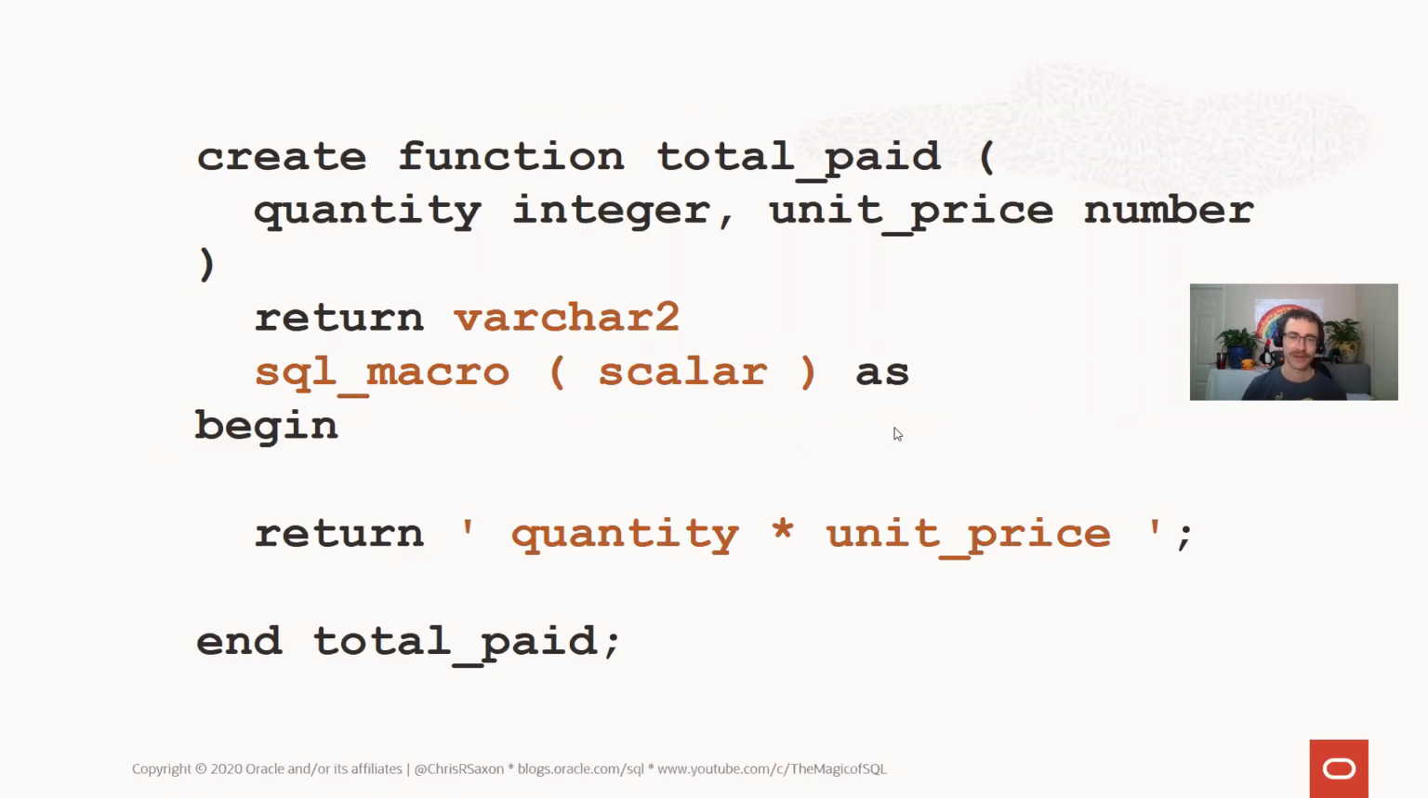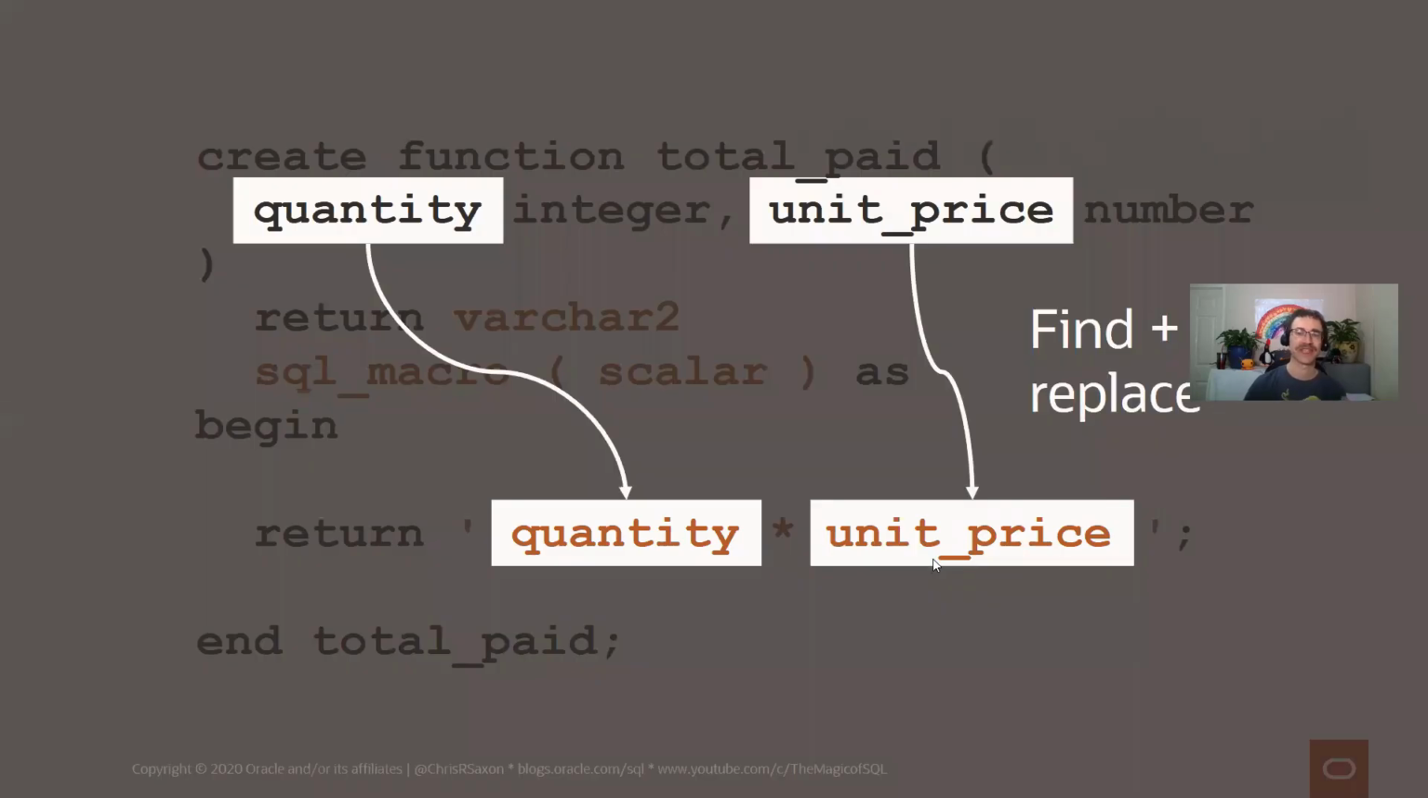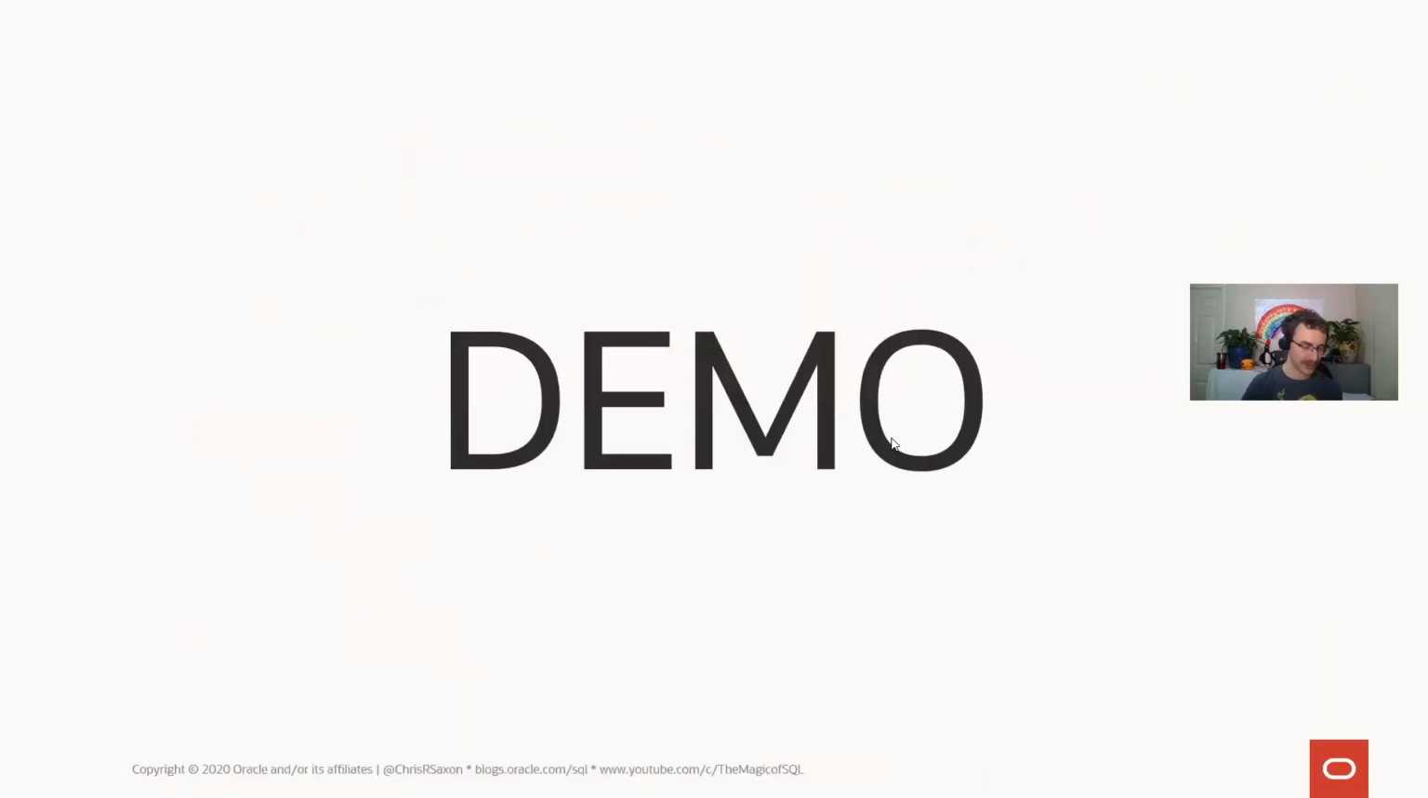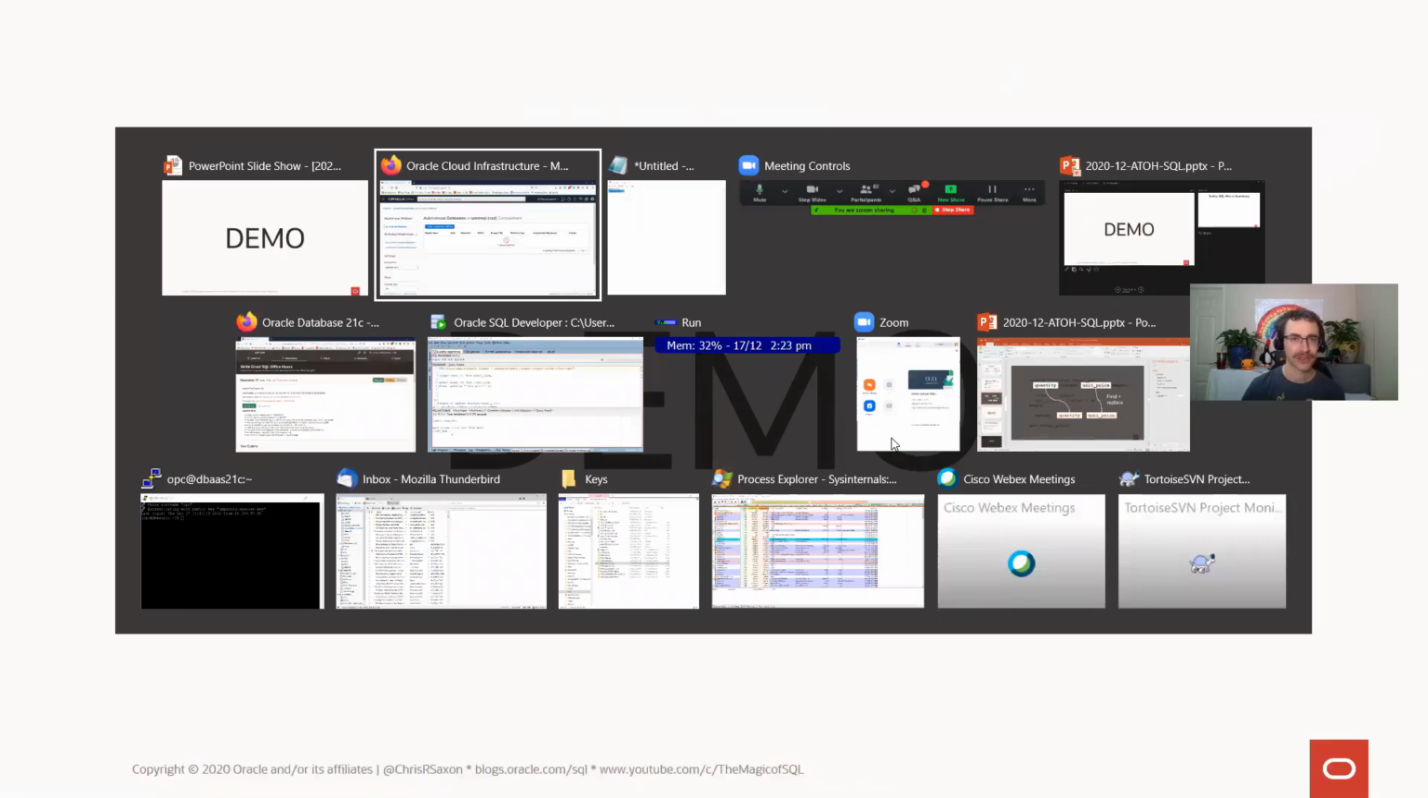Now, the interesting thing to note here is what we are returning is a string. I have quoted the parameters, quantity and unit price. So it returns the text. And when we call this function, as I said, at parse time, what the database does is it looks at the actual text of the parameters you have passed to it and does a find and replace of those in that string. So then that becomes part of the final SQL statement that we execute. At this point, I'm going to jump over to a demo and show you how that works.